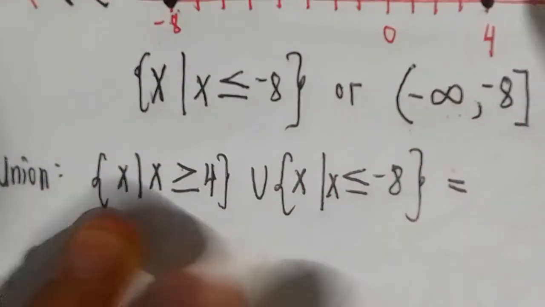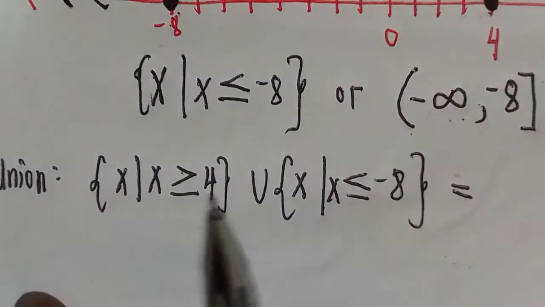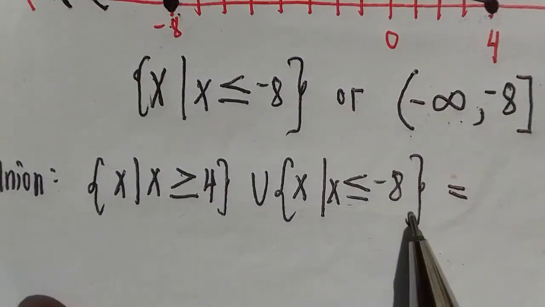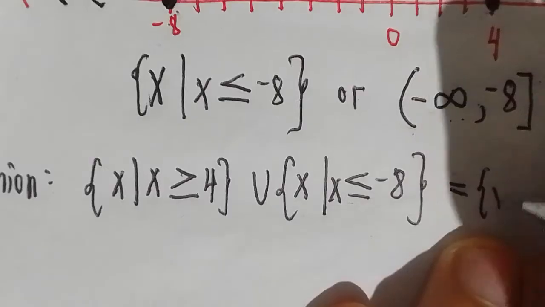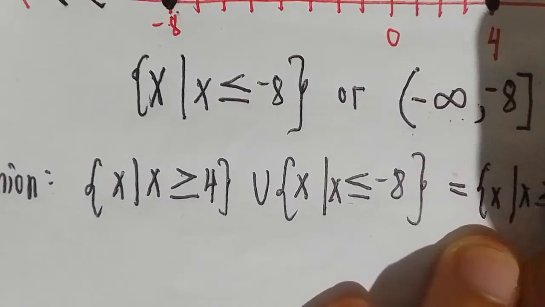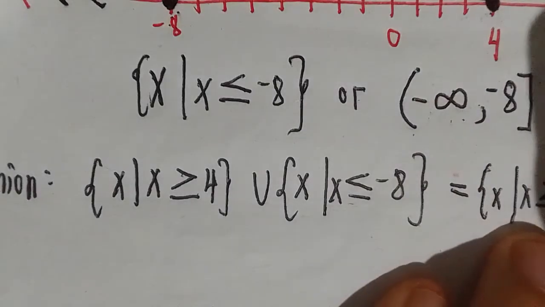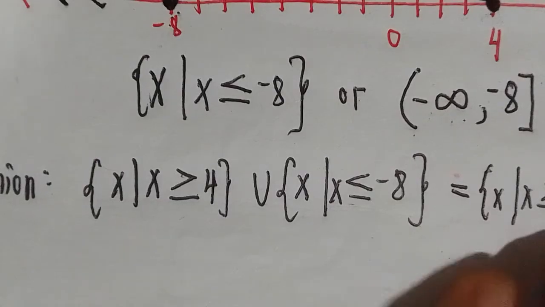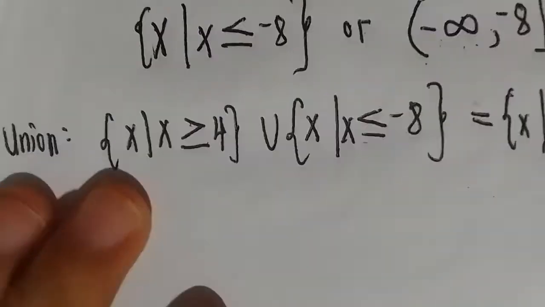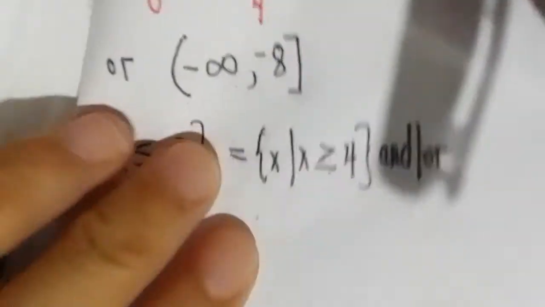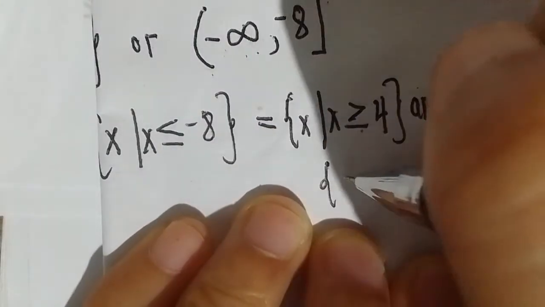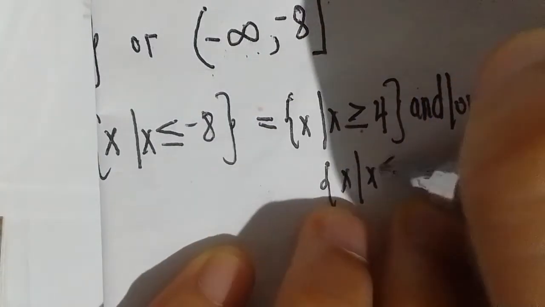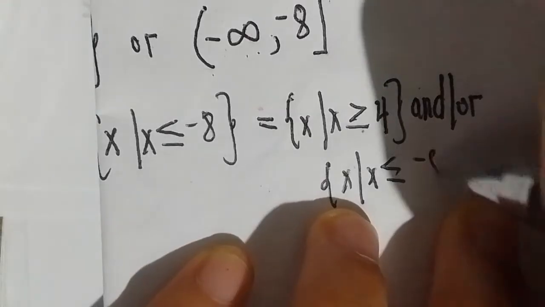Pwede na siya i-rewrite nimo inya ni ra gyapon class pag state union gyapon siya. So we have i-rewrite nimo x such that x is greater than or equal to 4 or pwede ra nimo nga na ang class x such that x is less than or equal to negative 8.